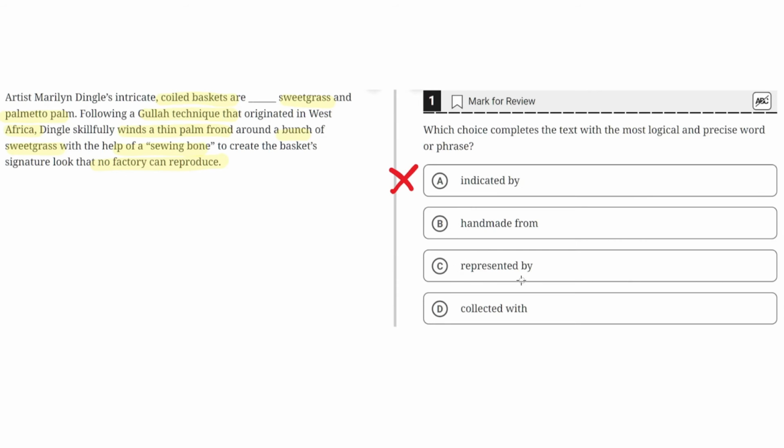C, represented by. This is incorrect because the coiled baskets aren't represented by sweet grass and palmetto palm. They are created by sweet grass and palmetto palm. So C is incorrect. D, collected with.